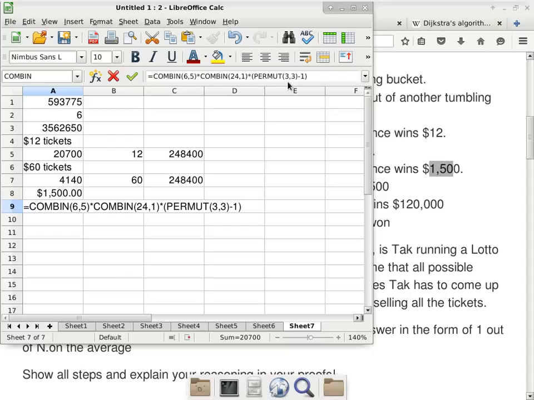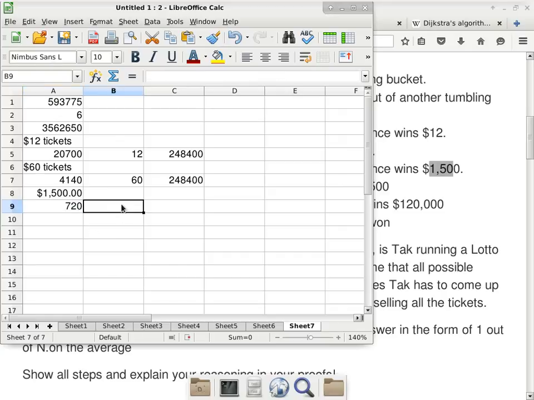And I really like the spreadsheet format because it shows not only how I come up with the numbers, but also it does the calculation right away. So press the enter key. 720 tickets will have a payoff of $1,500. So the product of that is going to be $1.08 million.